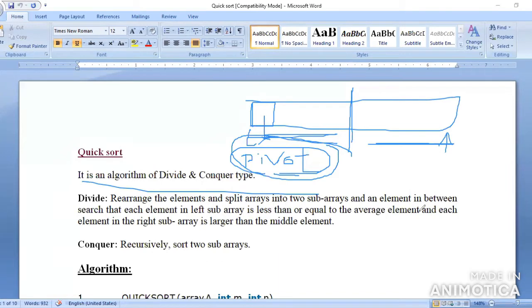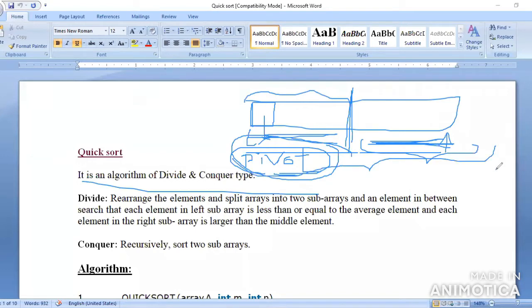The left side value is always less than the pivot element. The right side value is always greater than the pivot element. This is the main concept. Based on the given problem, you divide it into two subproblems, subproblem 1 and subproblem 2. Afterwards we have to combine these two subproblems and complete the given solution.